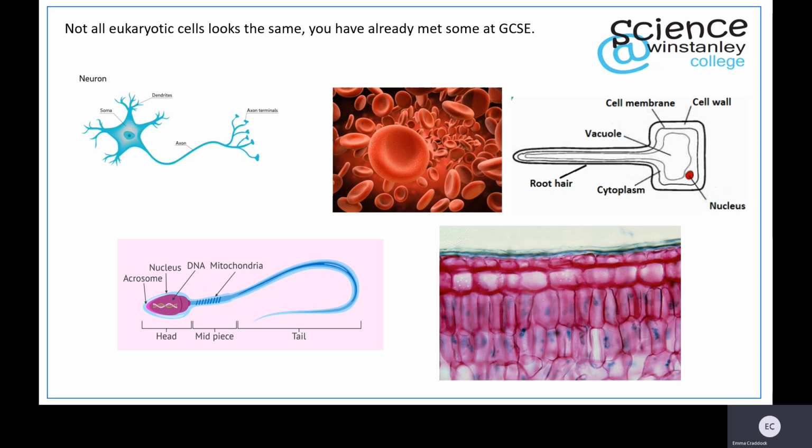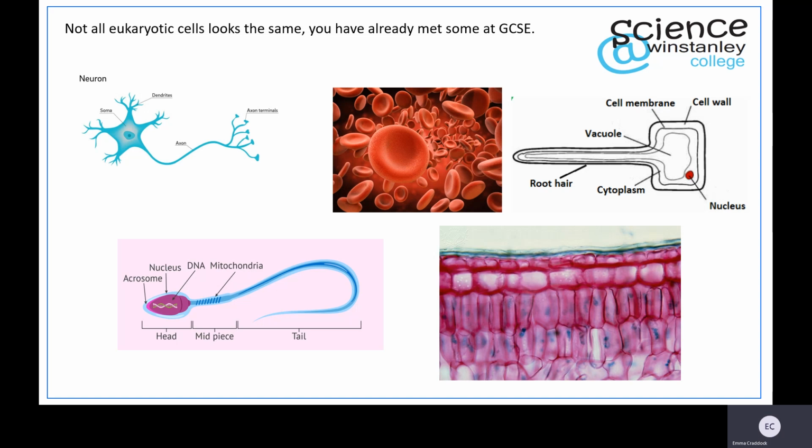Another example of a specialised animal cell is a sperm cell. We've got acrosomes, which contain those enzymes which can break into the egg, the nucleus, which contains the genetic information, and the mitochondria in the midsection, which allow energy for the tail to swim up to the egg. Another animal cell which is specialised is a red blood cell, which has no nucleus to increase the amount of space it has to be able to carry oxygen around your body.